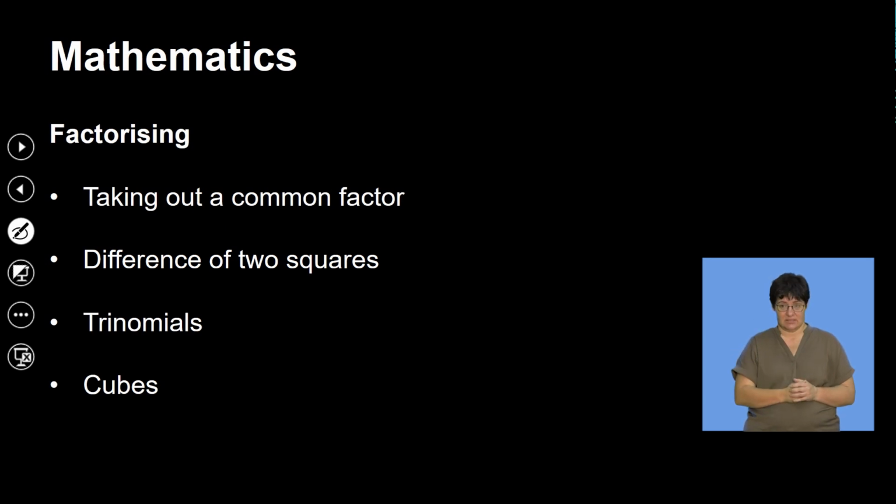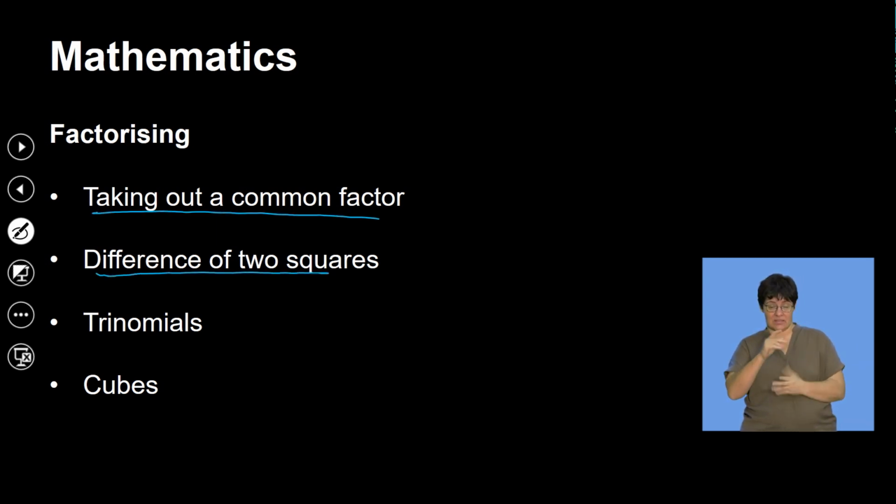Now when factorizing, we have some different types of factorizing. One will be when we are taking out a common factor. The other one will be when we are trying to look at a difference of two squares. I will explain further what this is when we get to that point. And then also a trinomial. Remember a trinomial, we've already spoken about this. And then a cube will just be something to the exponent of 3.